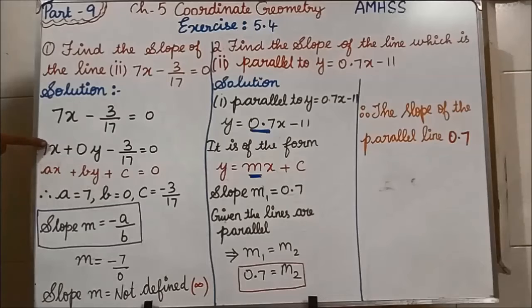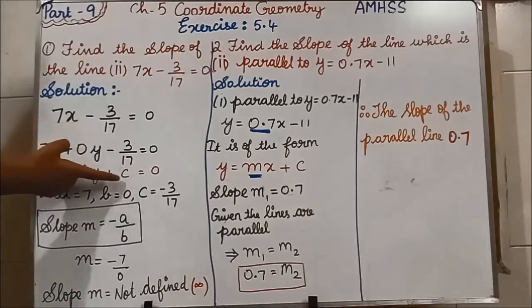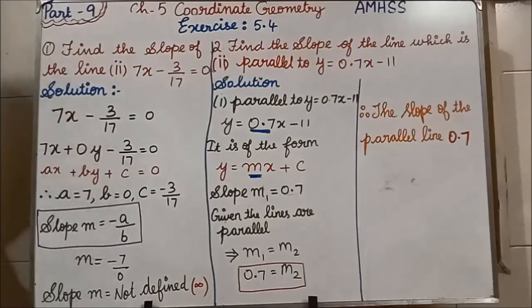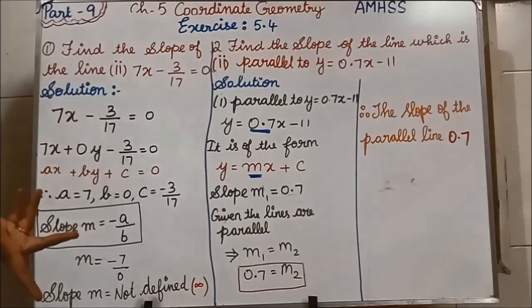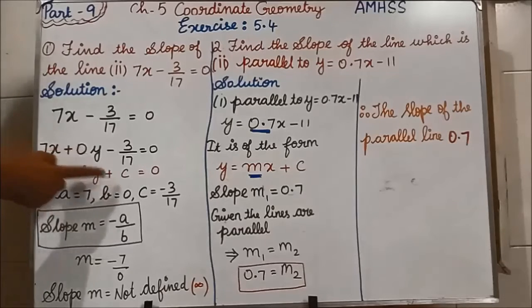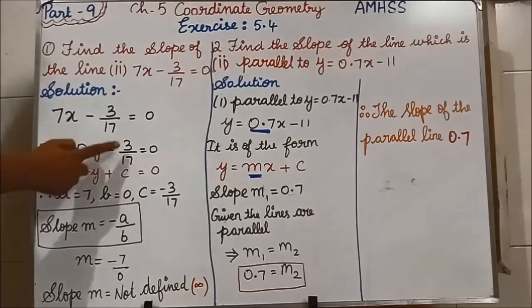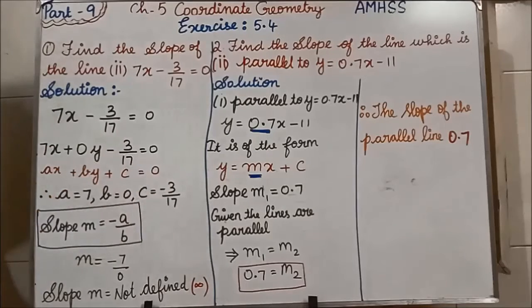So we have x, the b value is 0, and the c value is minus 3 divided by 17. To write in this form we need a y term. The y term is 0, which was not given in the question, so we ourselves have to take 0. Now a is 7, b is 0, c is equal to minus 3 by 17.